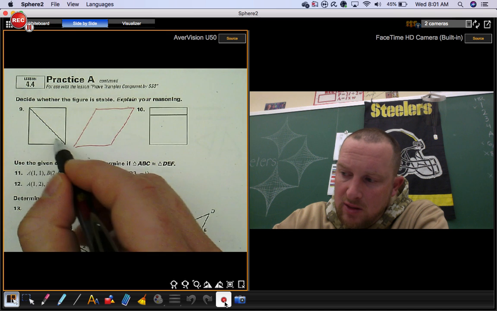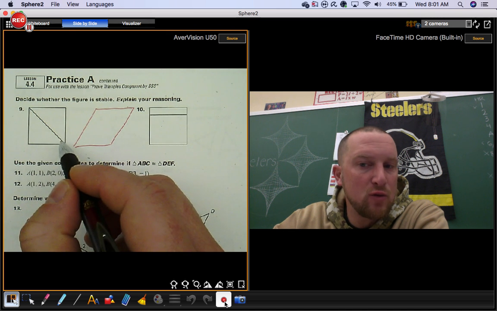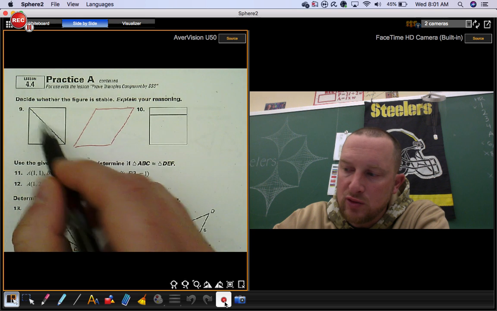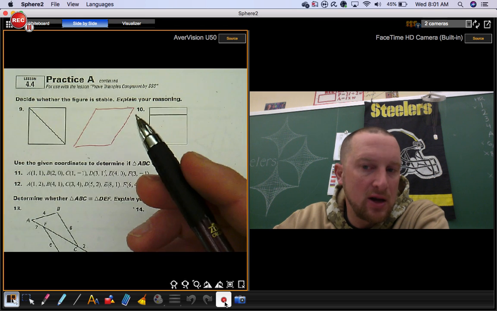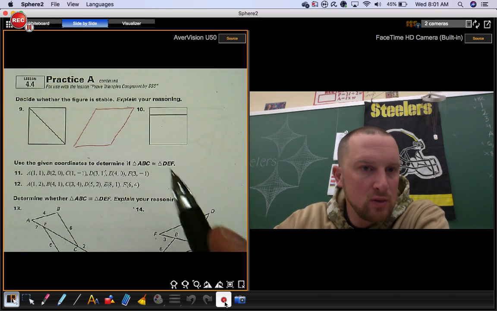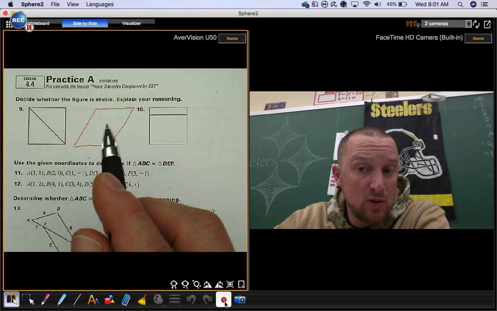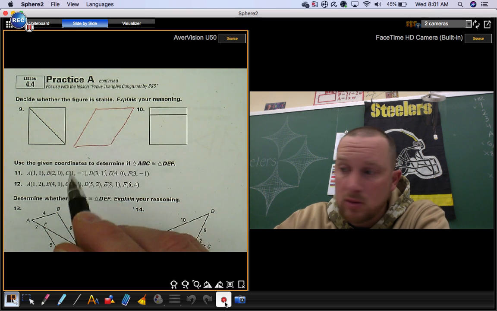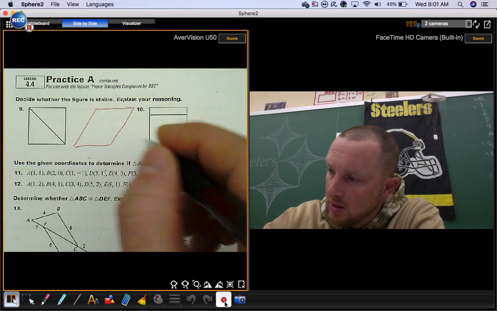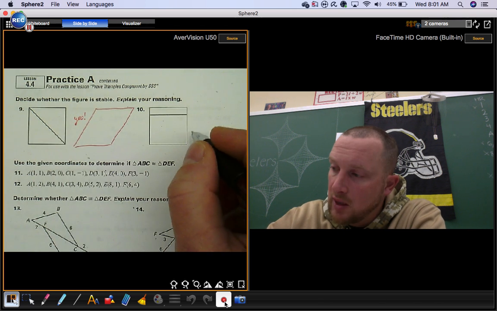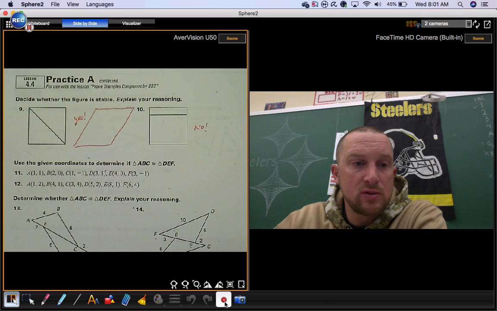But if you put this cross brace in here, that forces two triangles in the figure. And these triangles do not change shapes. That's impossible. That's why if you drive across a bridge, the shape that you're going to see the most are triangles. So, is this figure stable? Yes. Is this figure stable? It's not going to be. There's no triangles.